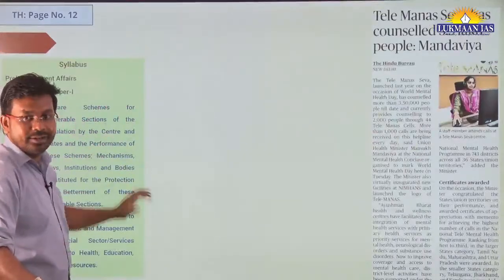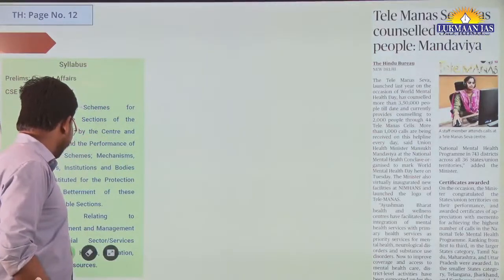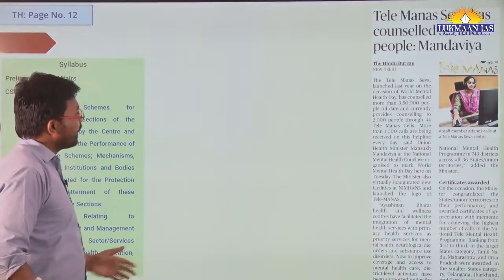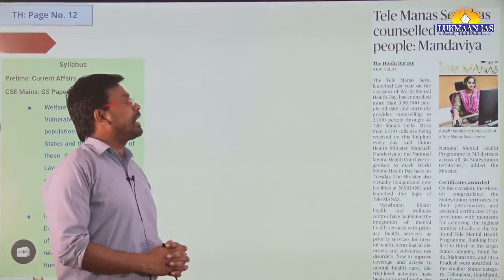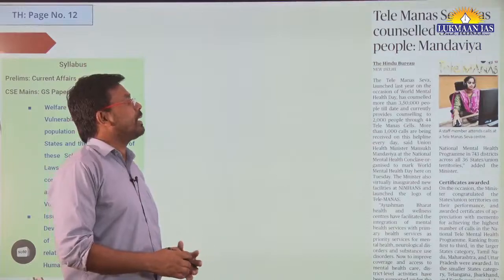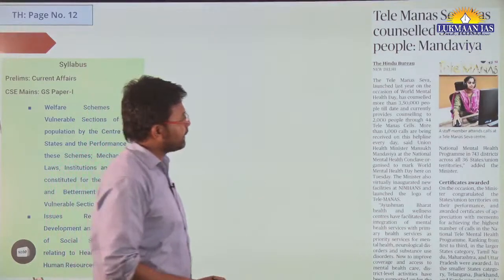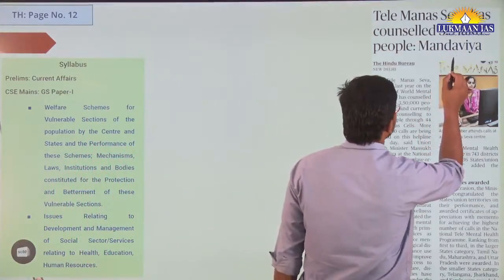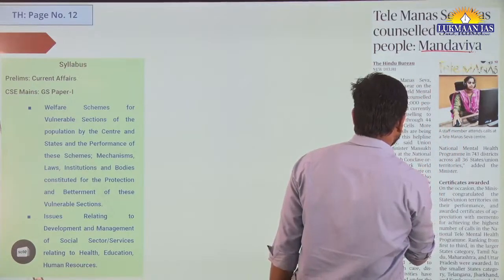So it's interesting. Now we have another topic. It says Tele Manas Seva has counselled 3.5 lakh people. It has been said by the Union Health Minister, Mandaviya.